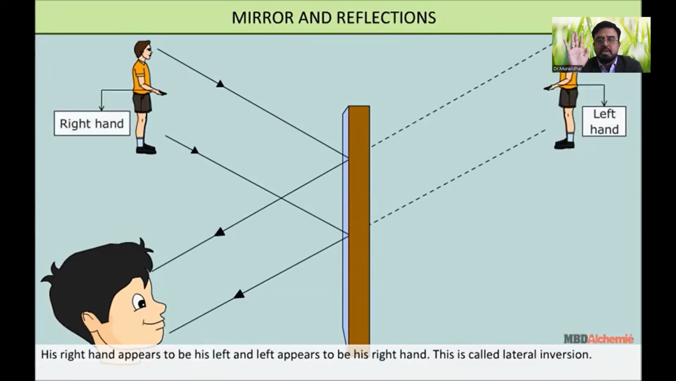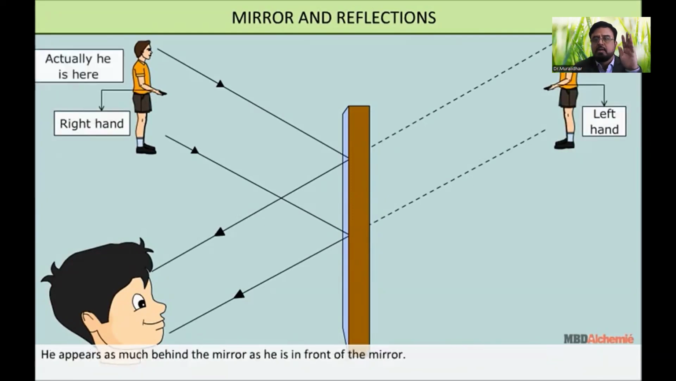You can think of this as lateral inversion. He appears as much behind the mirror as he is in front of the mirror. His nose, eyes, mouth, and height appear as they actually are. The colors of his face, clothes, etc. are the same in the image as in reality.